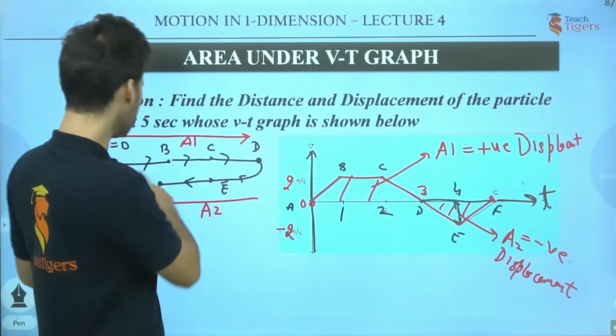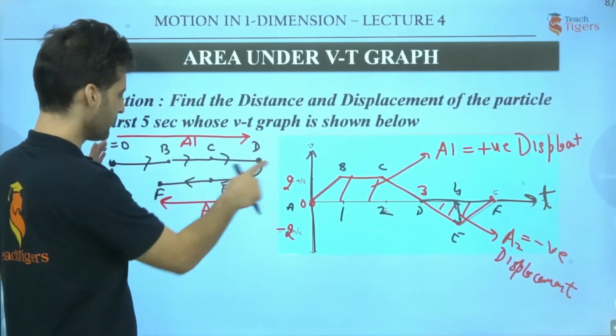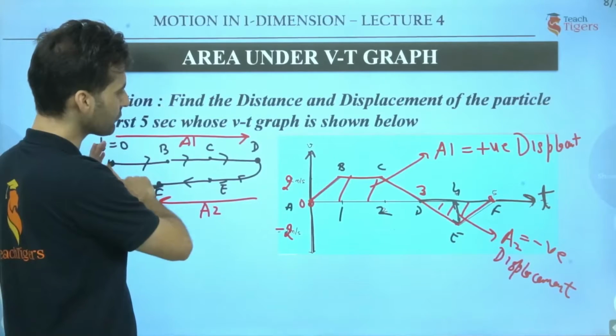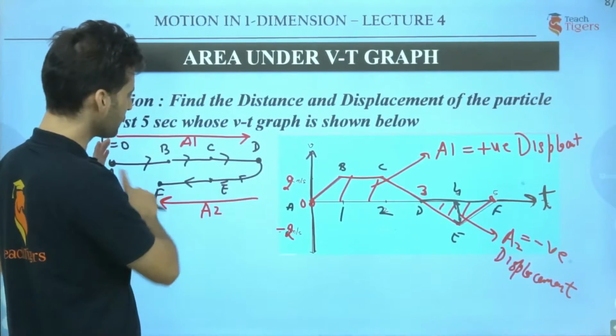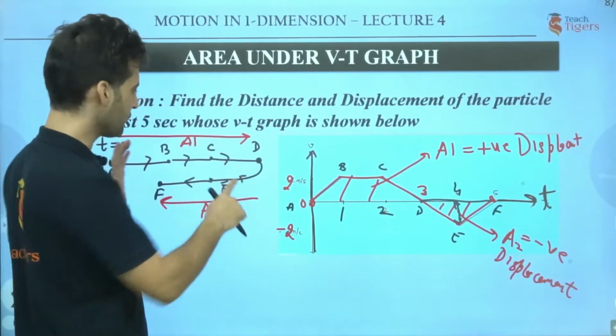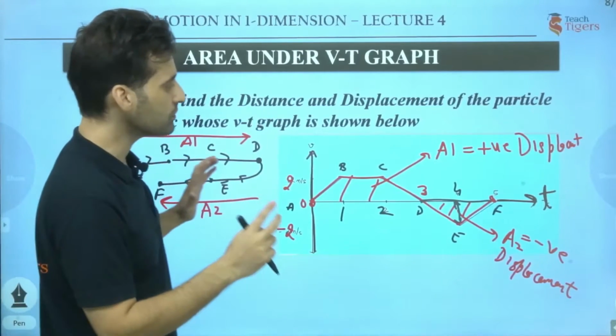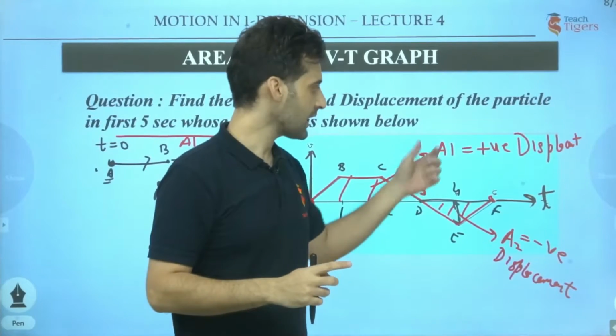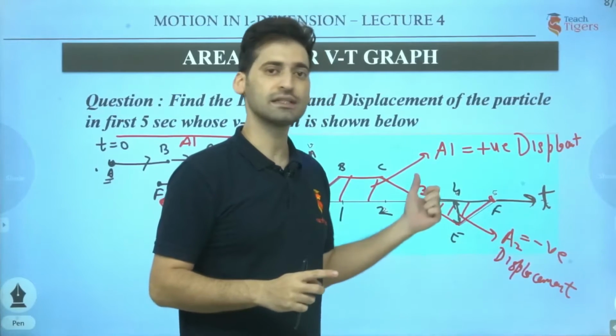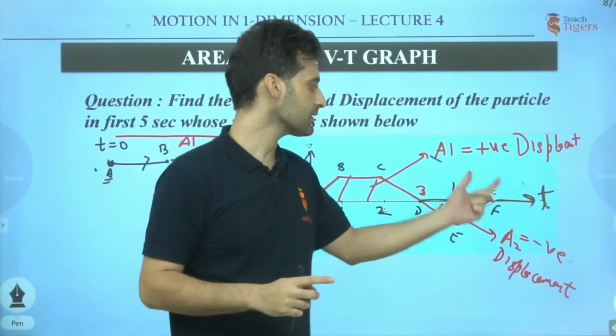You see, first he went from A to D and then from D to F. So distance will become from A to D and from D to F. From A to D it's 4 and from D to F it's 2. So in order to calculate distance, I will have to add both the areas, isn't it? I will have to add A1 and A2.